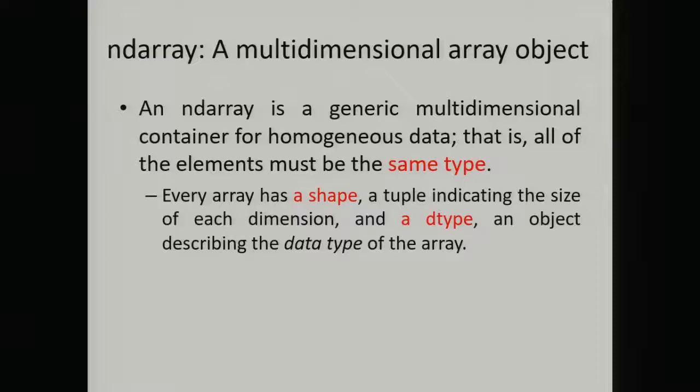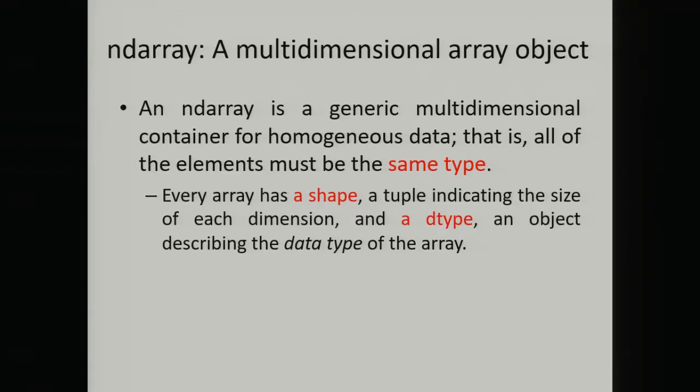It is a container for homogeneous data. That is, all the elements of the ND array must be of the same type. Compare that with the lists of Python. A list can contain heterogeneous data elements, whereas an ND array, a NumPy array, has to be a homogeneous collection of elements. And every array has a shape.